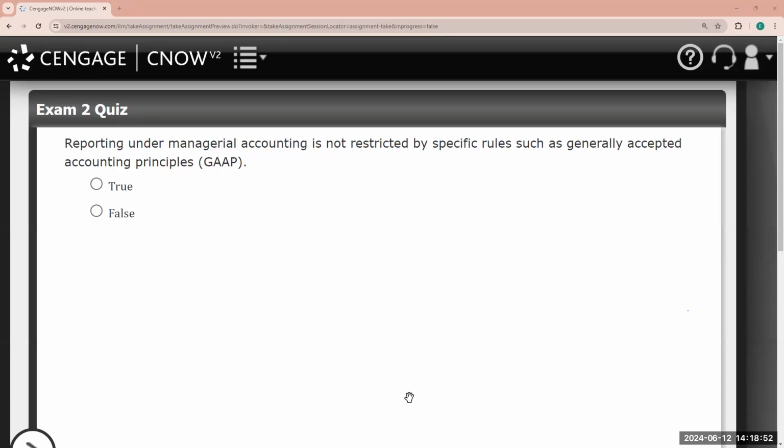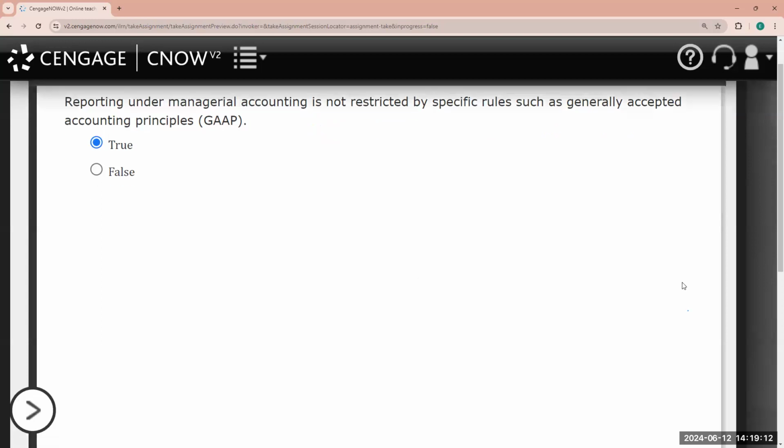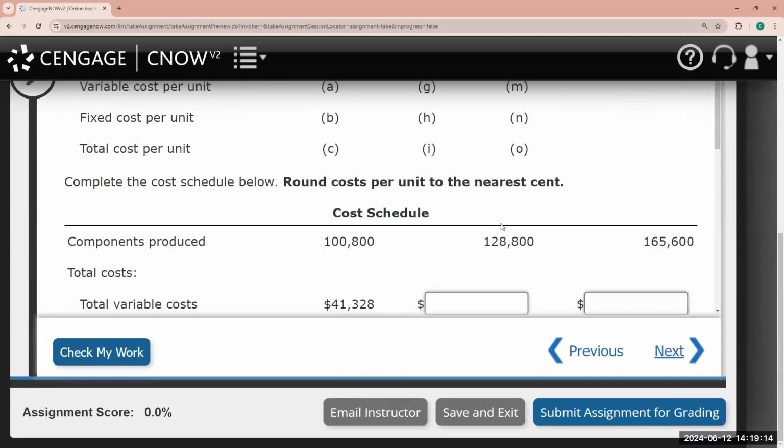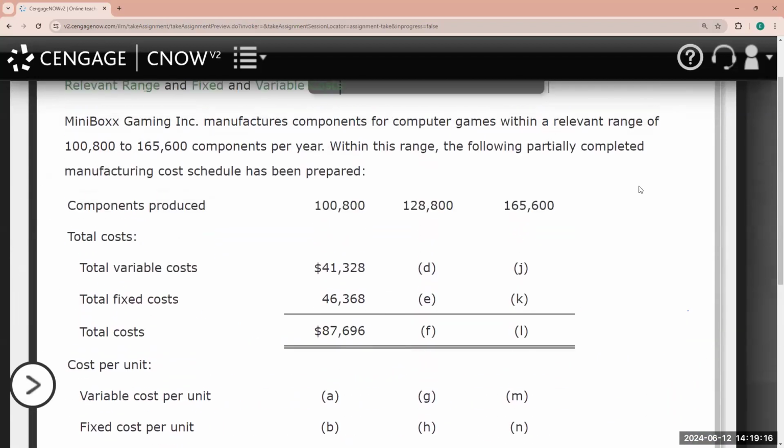Because managerial accounting focuses on preparing information that is useful to management, it is not constrained by rules such as generally accepted accounting principles. So therefore, the correct answer is true. Managerial accounting is not restricted by specific rules such as generally accepted accounting principles.